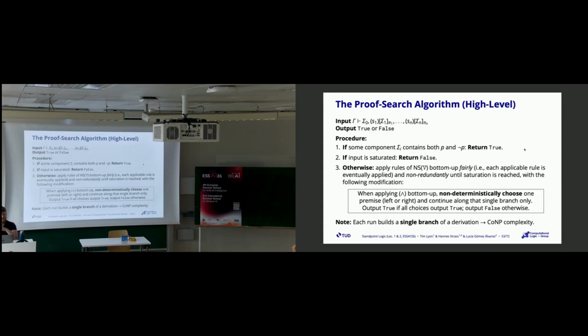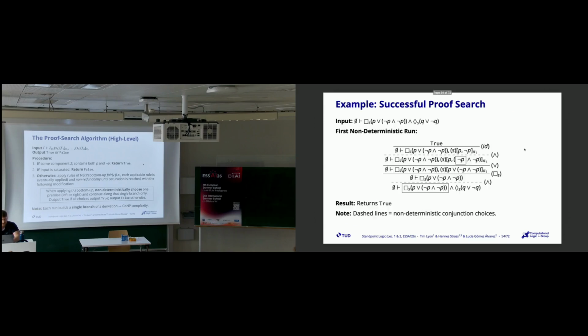If all of those branches that are built terminate at instances of ID, this will imply that a proof exists, so the input's valid. And if one of those branches terminates at a saturated sequent, then, as we saw from the previous slide, that will imply that the input is invalid. So proof search is done in a very special way where we are really only generating parts of the proof at a time in order to obtain optimal complexity.